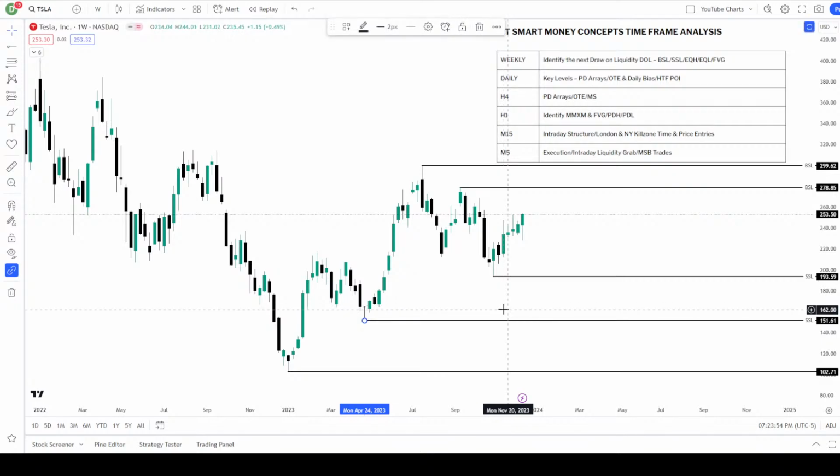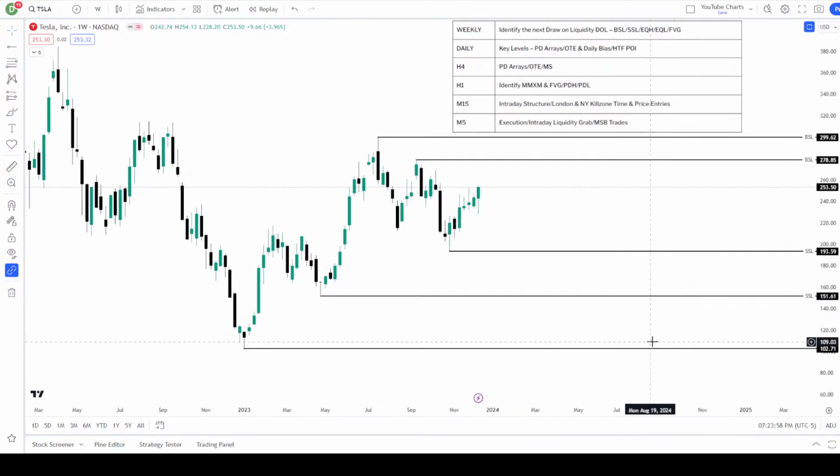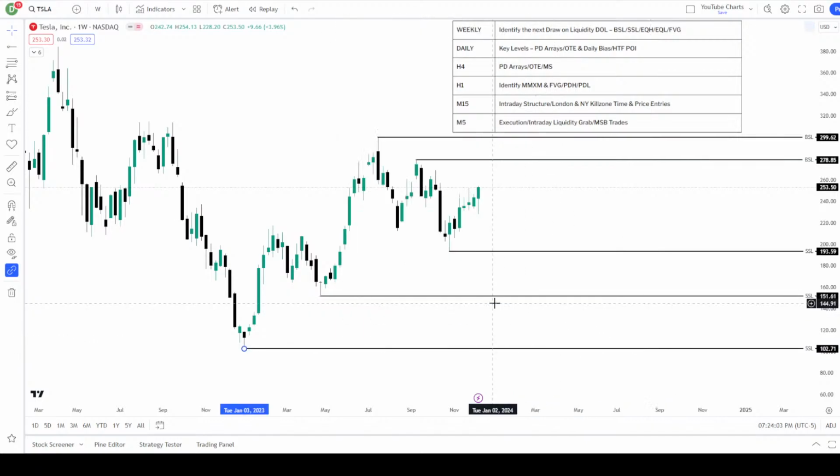Also, if there's any questions that come up as I'm doing this, feel free to post them in the chat. Don't always see them as we're charting, but I will get to it as soon as I can. So here's sell side liquidity.